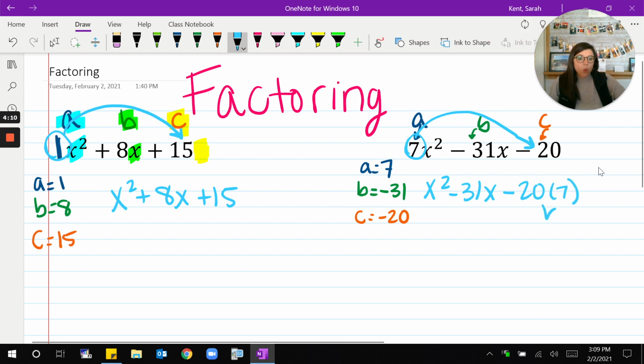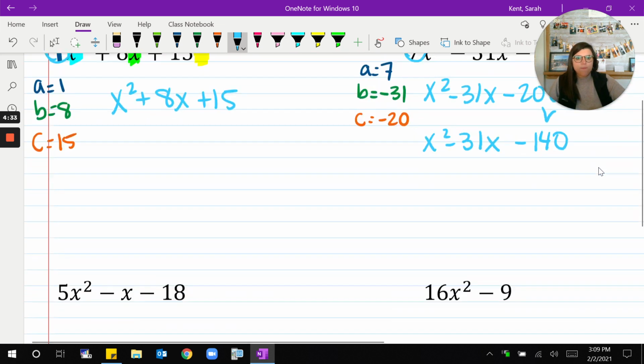So I'm going to have x squared minus 31x minus 20 times 7. So if we multiply 20 times 7, we get 140. So this new quadratic we have is x squared minus 31x minus 140. All right, let's try this with 2 more.